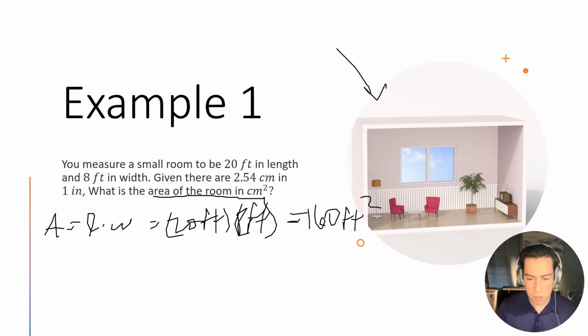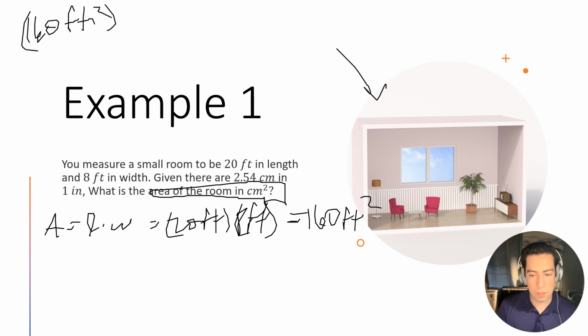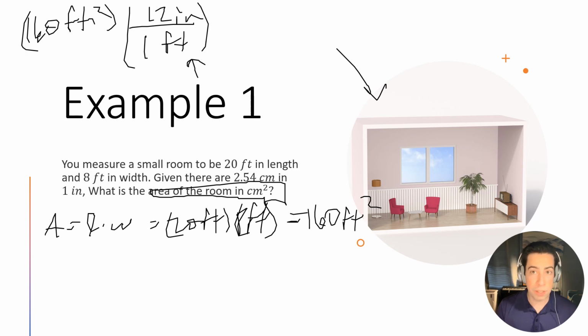Okay, so I want the area of the room in centimeters squared, though. That's the thing. So what I'm going to have to do is convert our units. I have 160 feet squared, right? Now the thing here is I know that in 1 foot, there are 12 inches. Okay, so this is a ratio. You could flip it, but in this case, I want to do it this way. That way, my feet are going to cancel. Here's the problem, guys. It's feet squared, not just feet.